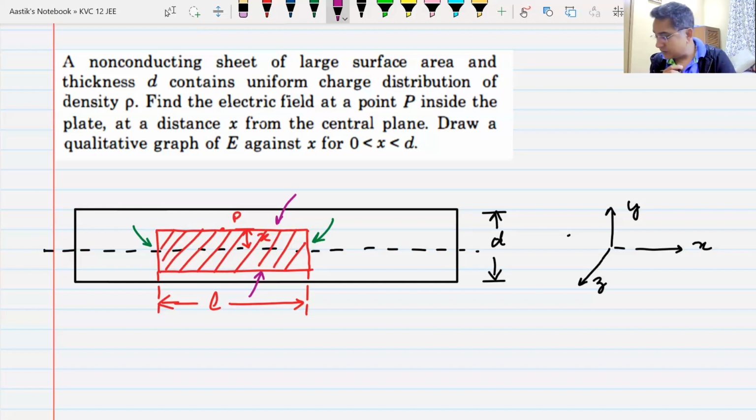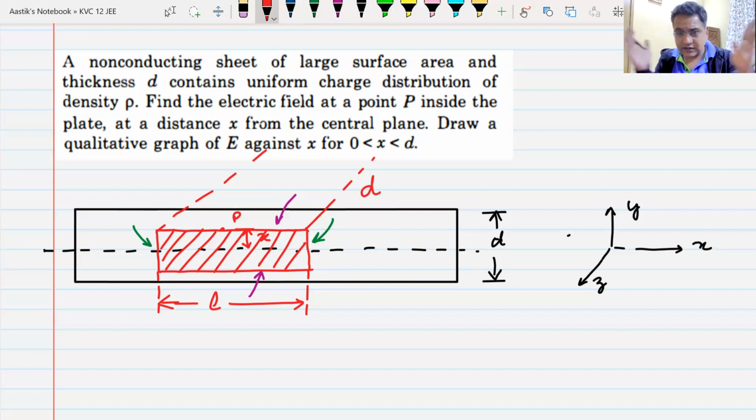So how do you find the flux? To calculate the flux, you have to find the surface area of the Gaussian surface you have created. Remember, it is infinite in this dimension. I have taken the length as L. Let me take this as D. Now, if I take this as D, the length is D and the width is L, so the area of the surface becomes D multiplied by L.